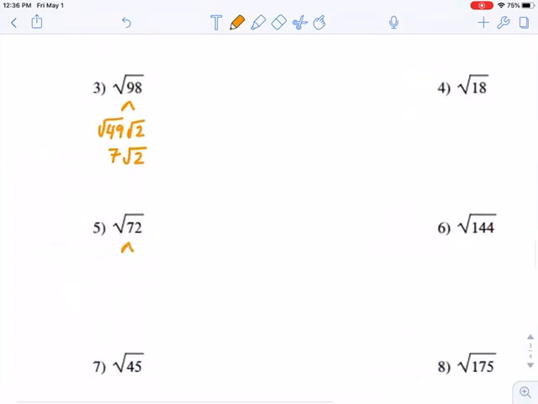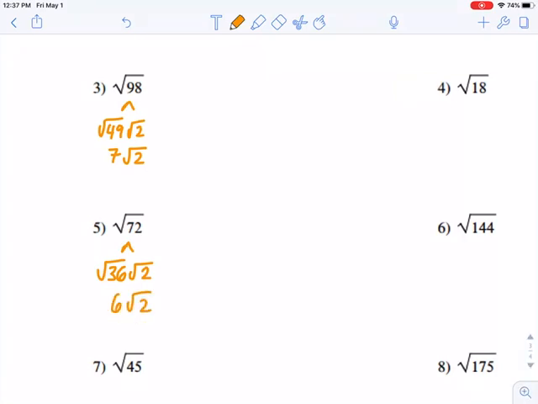Square root of 72, again, we saw this one before already. It's an even number. I know the perfect square is going to be even, and just 36. Half of 72 is 36, so it's going to be the square root of 36 and the square root of 2, which becomes 6 radical 2.